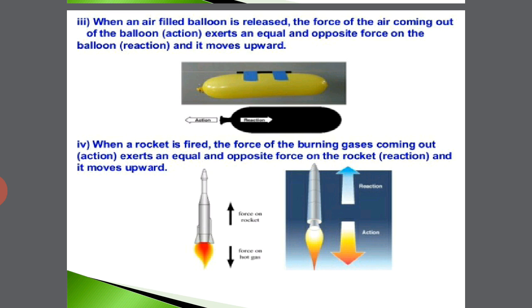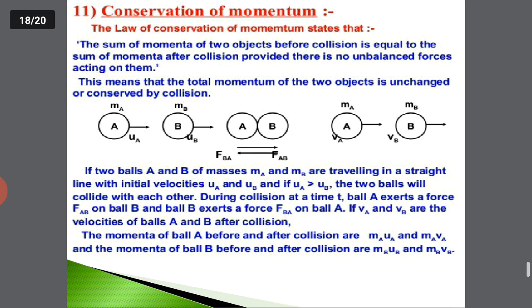Guys, next is a very important example. Many times it is asked in exams also. When a rocket is fired, the force of the burning gases coming out is the action. It exerts an equal and opposite force on the rocket, which is the reaction, and it moves upward. Got it? Force on the hot gases is one type of force, the action, and force on the rocket is the reaction. Got it, dear students? Let's move forward.